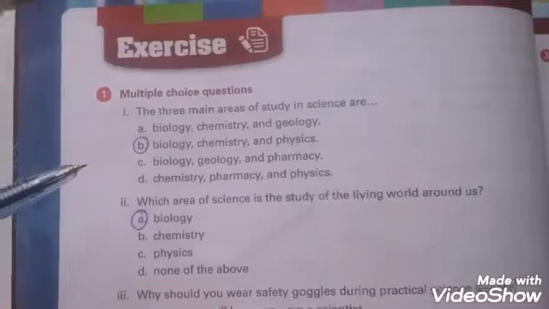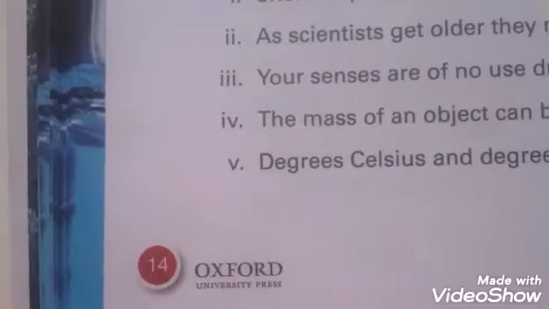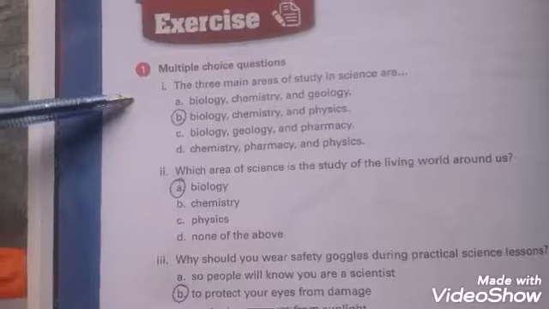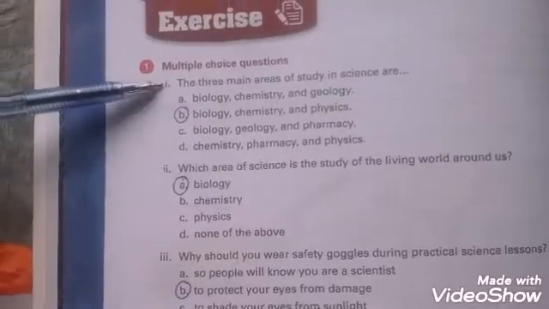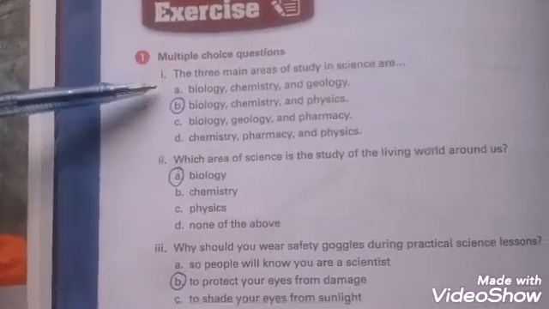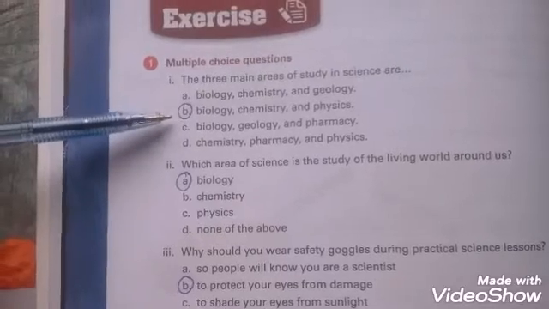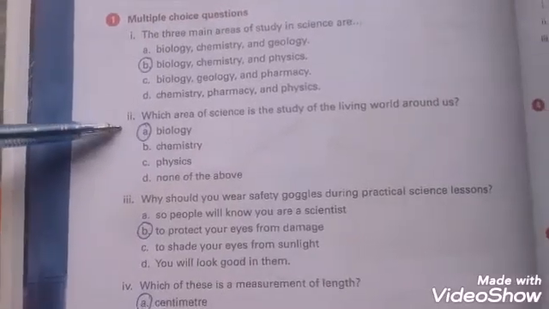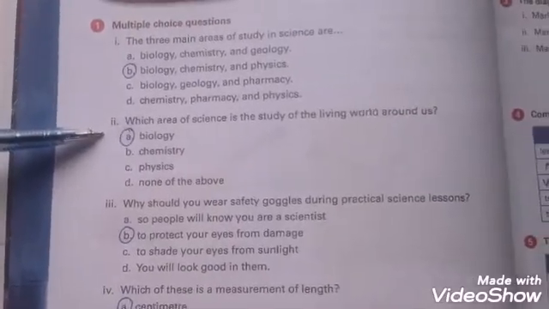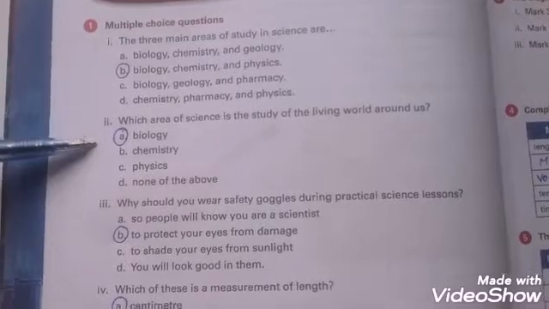Dear students, it is the exercise of chapter number 1. So please tally your answers from here. Page number 14. Multiple choice questions. 1. The main 3 areas of studies in science are biology, chemistry, physics. 2. Which area of science is the study of living world around us? Biology.